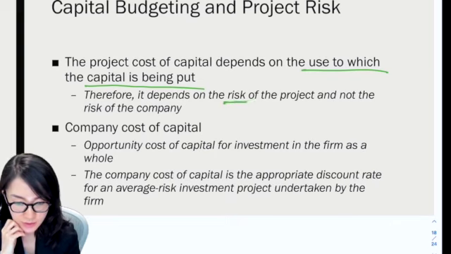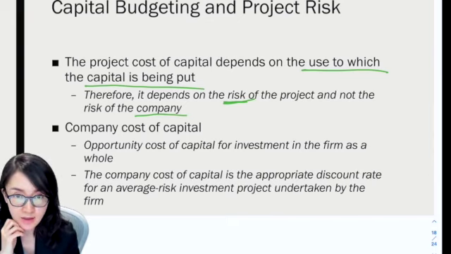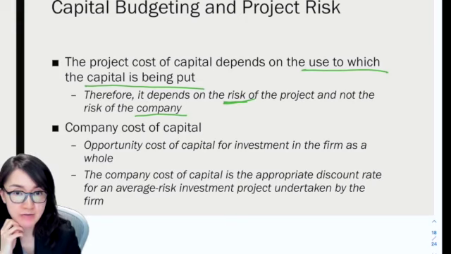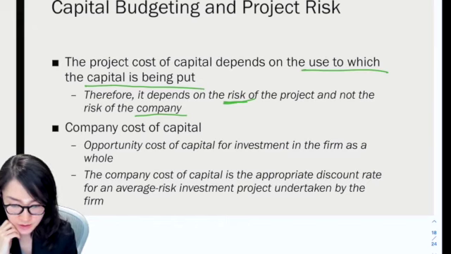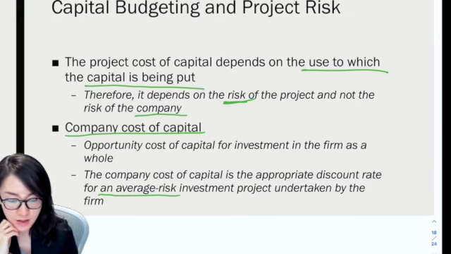Therefore, it depends on the riskiness of the project and not the riskiness of the company, which is the average across all their projects, especially when the company is having new projects in a new industry, which have a very different risk profile than their other projects. So we need to distinguish between the company's cost of capital and the project cost of capital, because the company's cost of capital is only suitable for any project which is assuming the average risk across all investment projects undertaken by the firm.